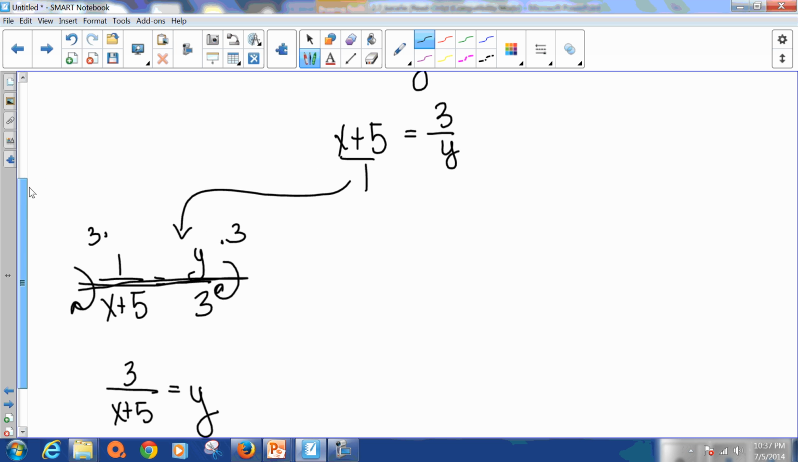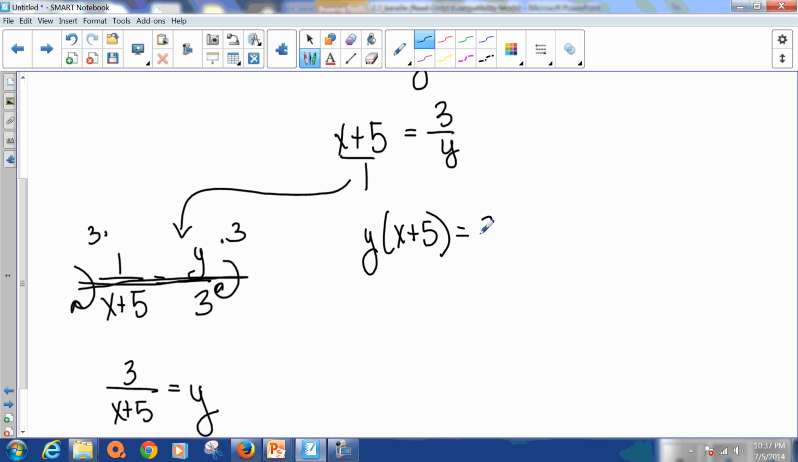Usually people see this and say, oh, well, I'll cross multiply. And I got y times x plus 5 equal to 3. Don't distribute. Take this whole big chunk. Remember when we were doing literals, right? And we didn't distribute? Do the same thing. And you got y equals 3 over x plus 5. Same thing. And that guy is your inverse.